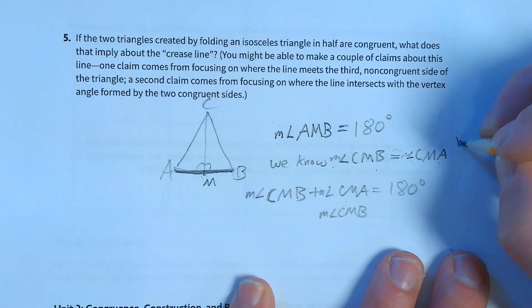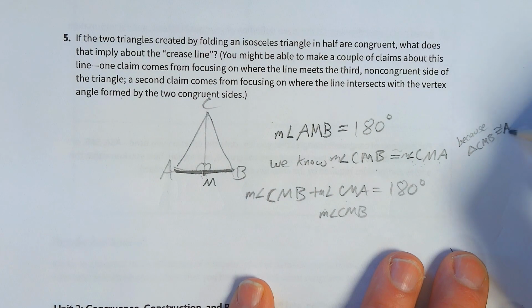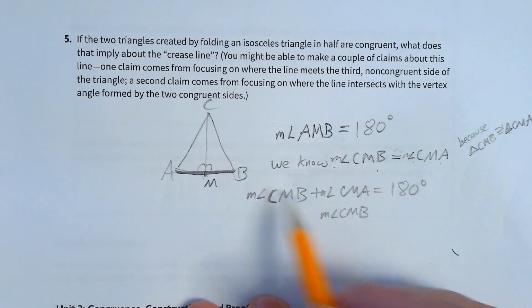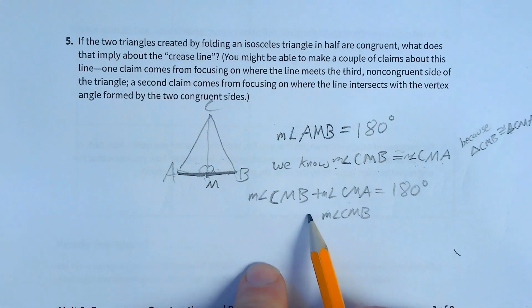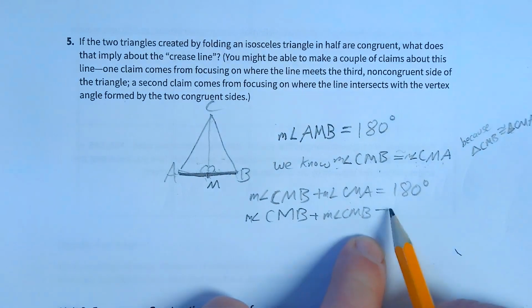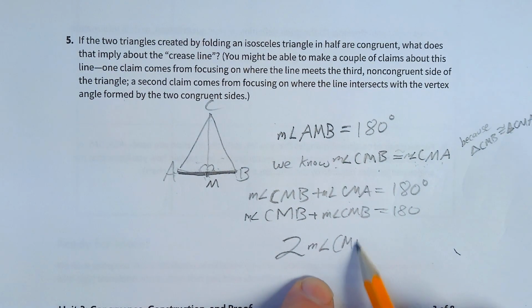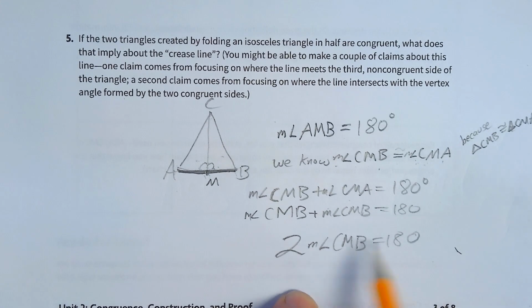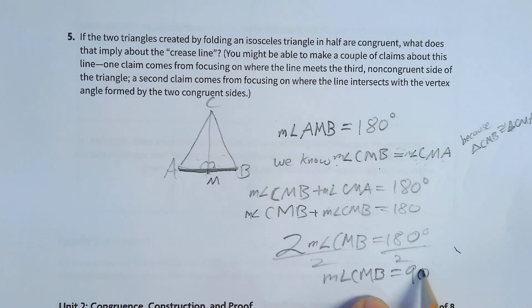We know because triangle CMB is congruent to triangle CMA. They're congruent triangles, so we know those angles match. If we know those angles match, I can swap this one out for that one. And now I have two CMBs equal 180, which means two measures of angle CMB equal 180, which means I can now do algebra and get the measure of CMB. We know the measure of CMB is 90 degrees.